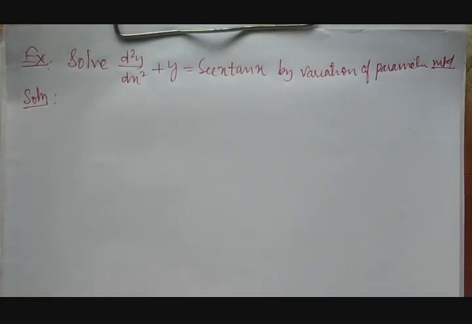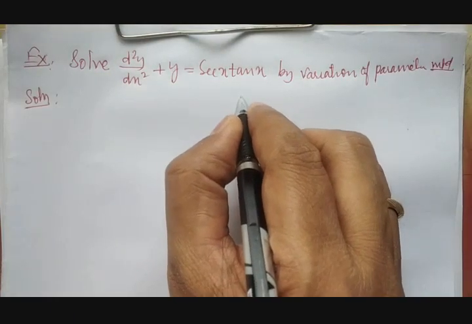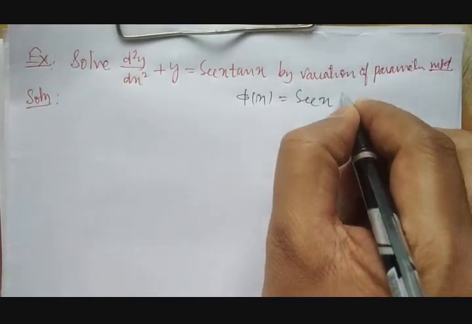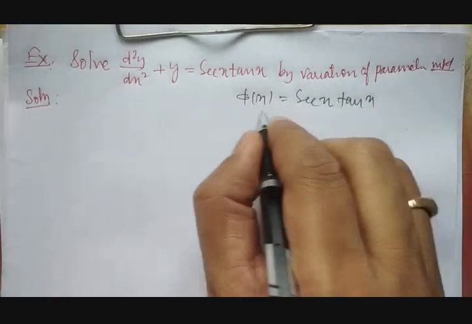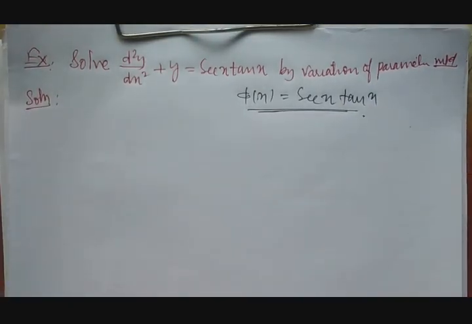Hello students. Now we discuss one more example by the variation of parameters method, that is d square y by dx square plus y is equal to sec x plus tan x. So let us see in this what is phi of x. Phi of x is sec x into tan x. Okay, let us continue with the example.